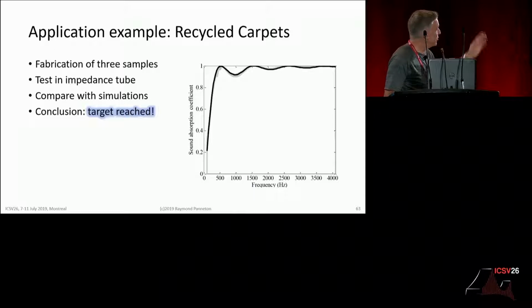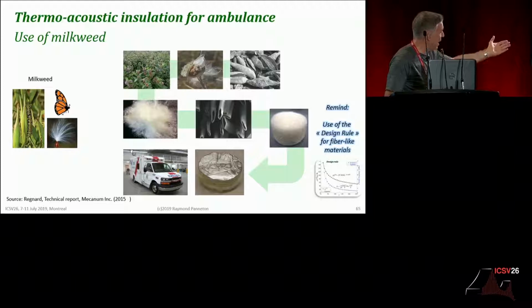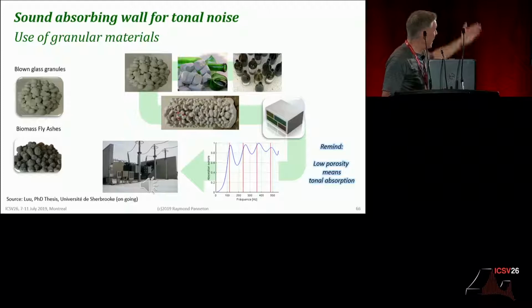So, use of switchgrass to make acoustic walls, use of milkweed to isolate an ambulance, make a thermoacoustic package, fly ashes or blown granules that are used to make some tonal absorber for an electrical plant.